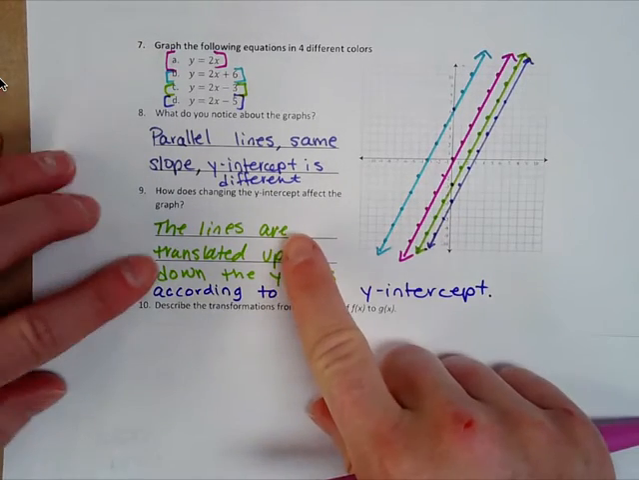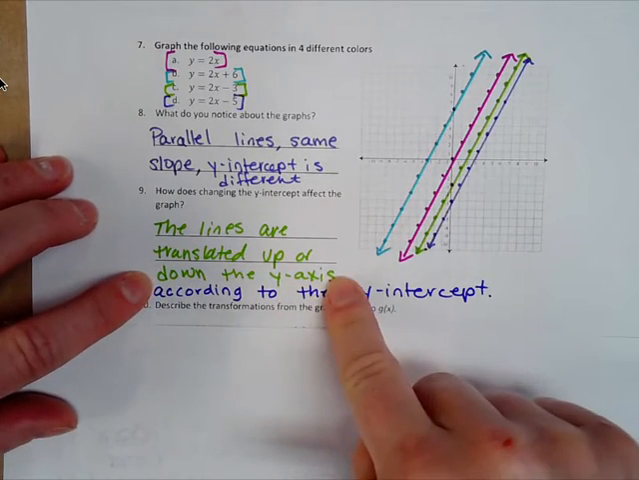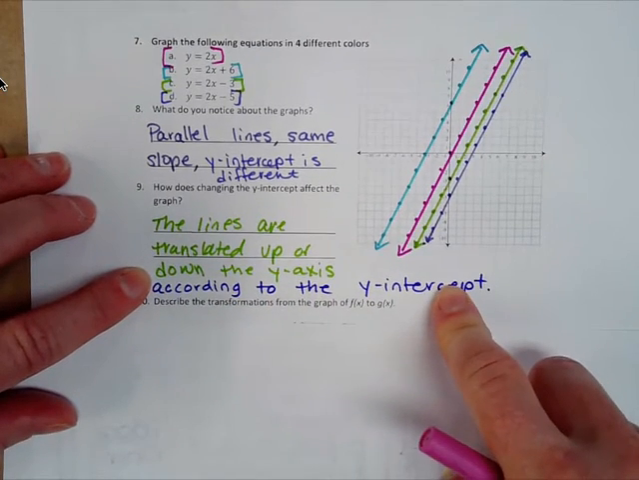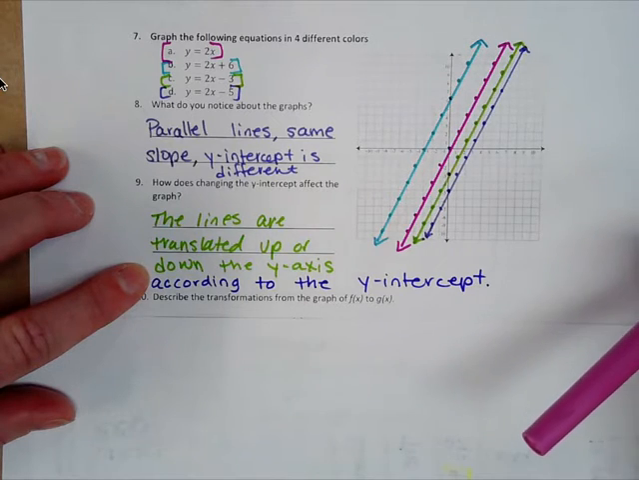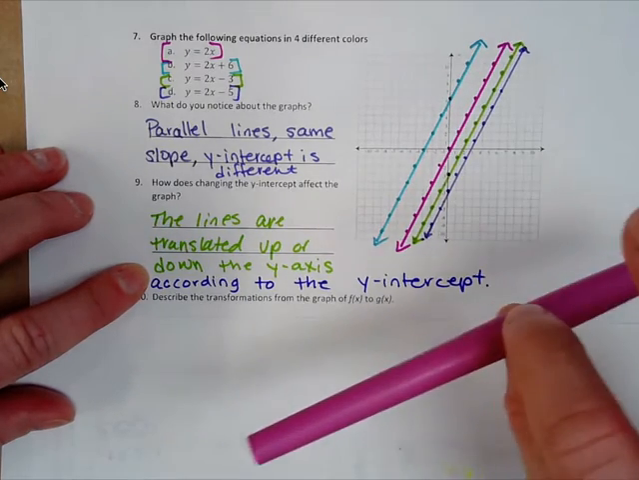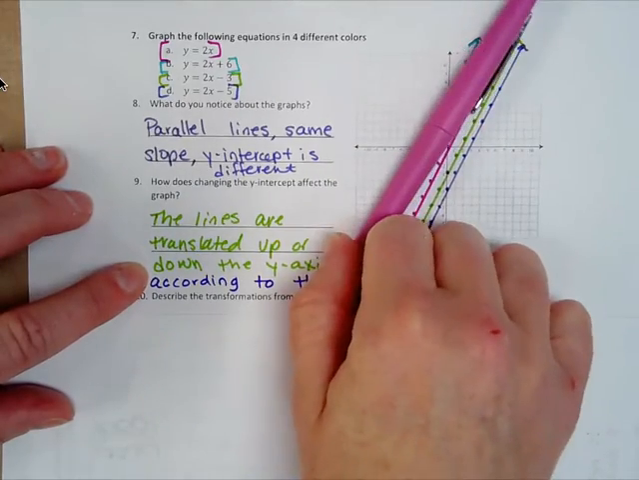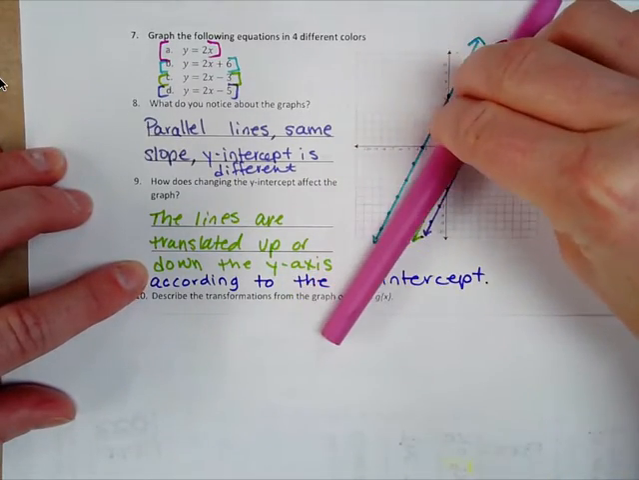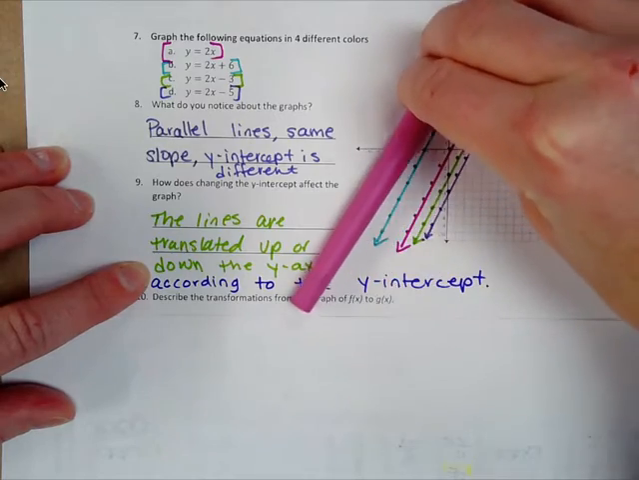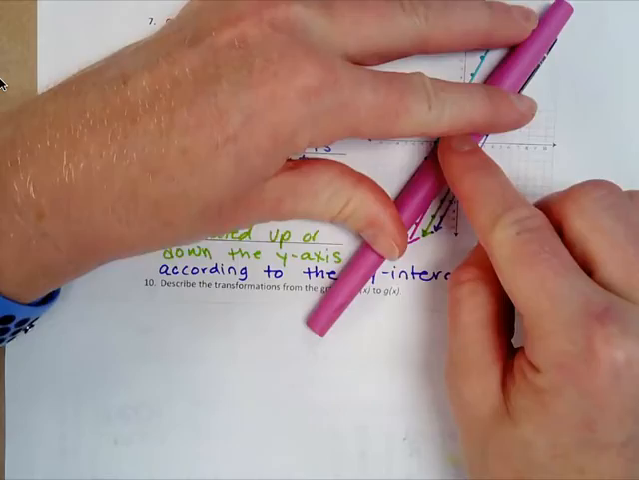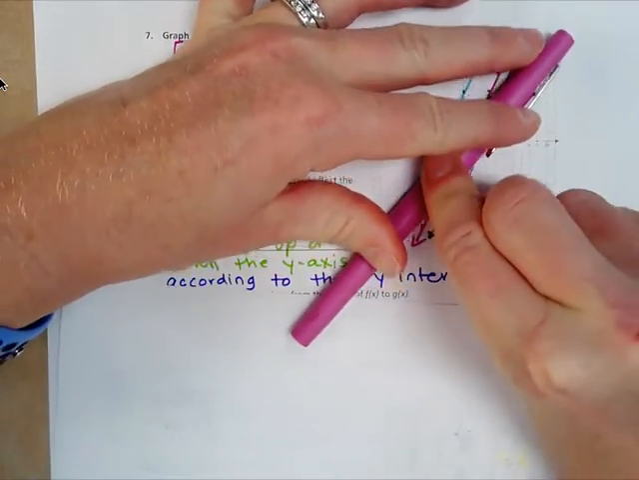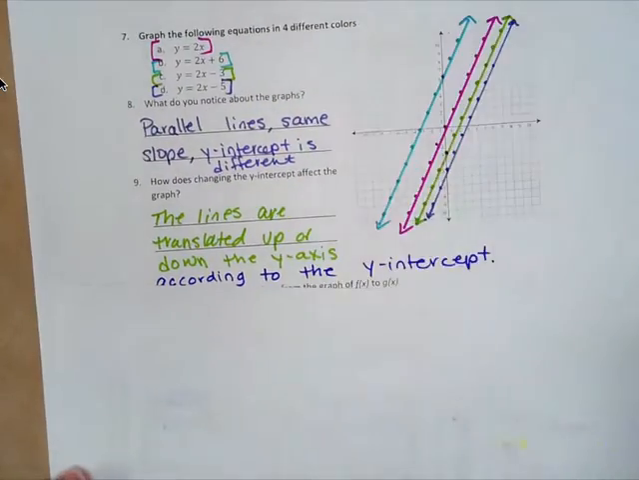The lines are translated up and down on the y-axis according to the Y-intercept. So remember learning about translations? Translation is when you move something. You slide it on the grid. So if we have this, then it is slid down, but the steepness stays the same. It's just sliding up and down that y-axis, or up. But the steepness is staying the same.